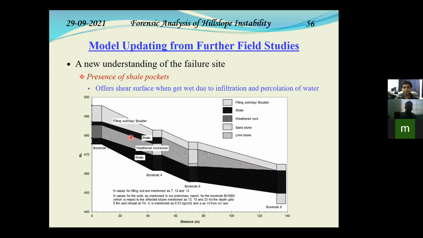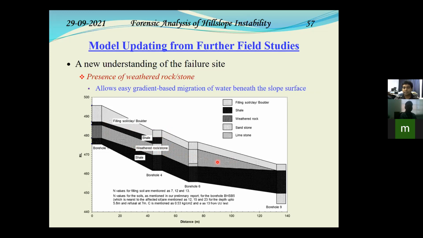The next important feature which we found out is a shale pocket. Now, shale is a very interesting material. In its dry condition, it will be enormously stiff. As soon as water starts percolating, it will be very slippery, and it will give the shear surface, which can trigger a superficial failure.